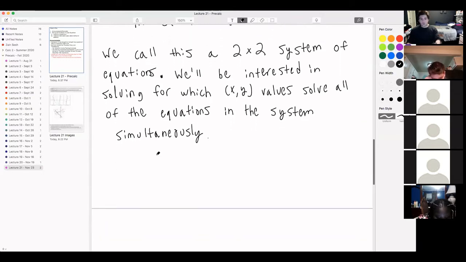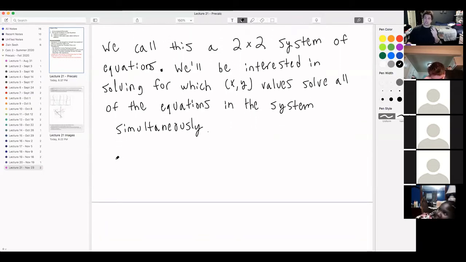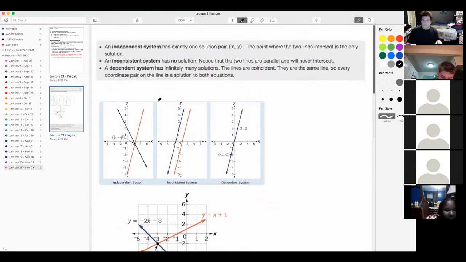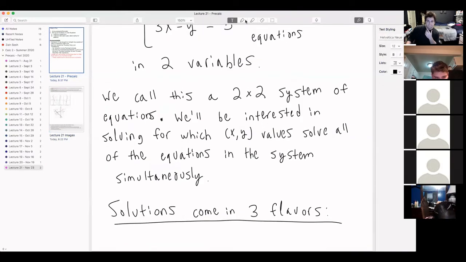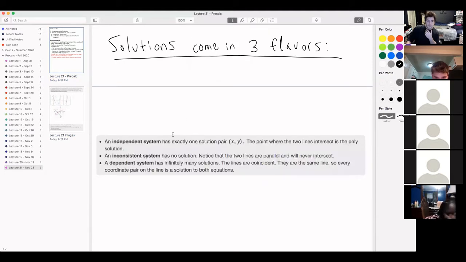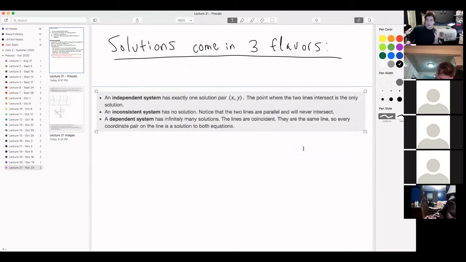Okay, so the way this works out is that solutions will actually come in 3 flavors. And this is how it looks. Now I have a picture for you guys. Okay, so we have 3 possible scenarios.